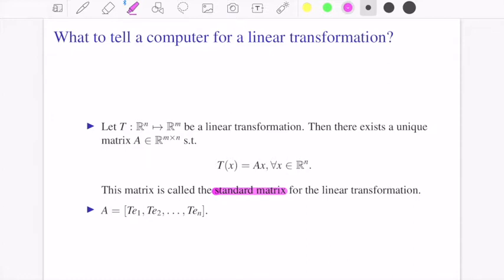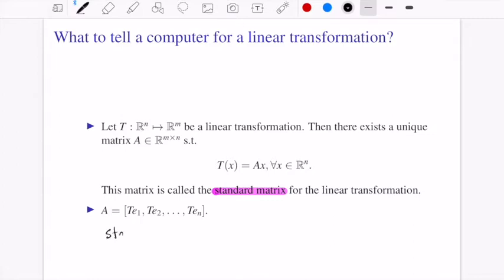Now, the second point is, given a linear transformation, to tell the computer what you want to do, you need to tell the computer the standard matrix. Then how do you identify this standard matrix? The rule is the following. The standard matrix corresponding to T is [T(e1), T(e2), ..., T(en)]. Here, what are e1, e2, ..., en? Those are all vectors in Rn space, called the standard basis.